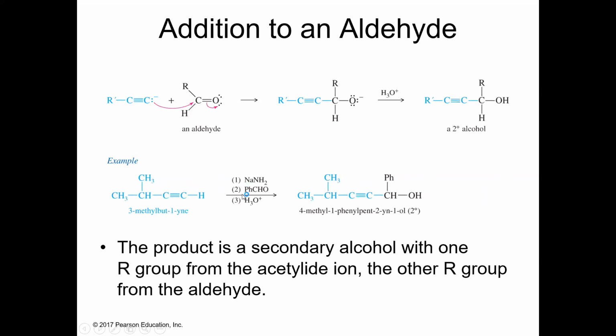Ph, again, is a benzene ring. So we have an aldehyde group attached to a benzene ring, benzaldehyde. This then attacks the carbonyl, and when this reaction is done, we protonate. So we've added this group, and we get a secondary acetylenic alcohol.